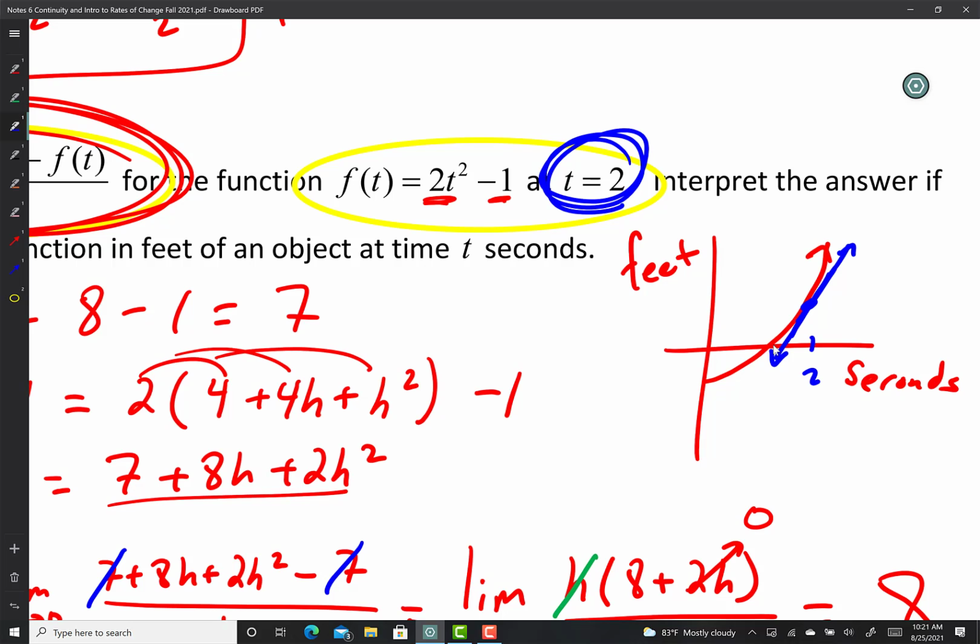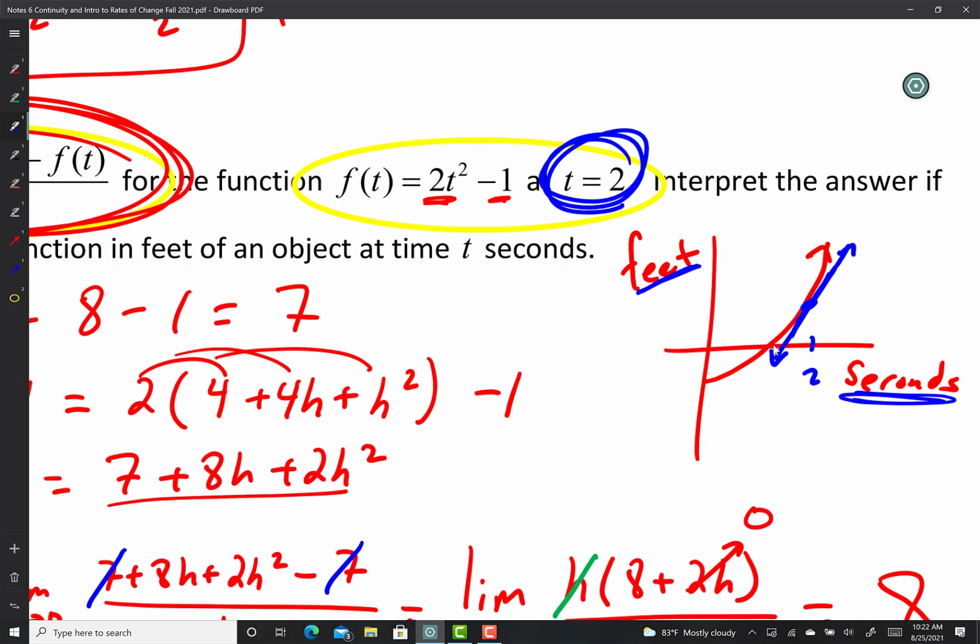What does the slope mean? Does it have a meaning? Look at the units, guys. Look at what my y-axis is in. Feet. And what is the x-axis in? So isn't my slope the change in y over the change in x? So my instantaneous slope at 2, I got 8. So this is 8 what? 8 feet per second.